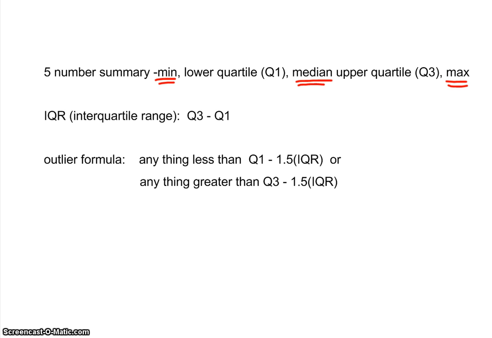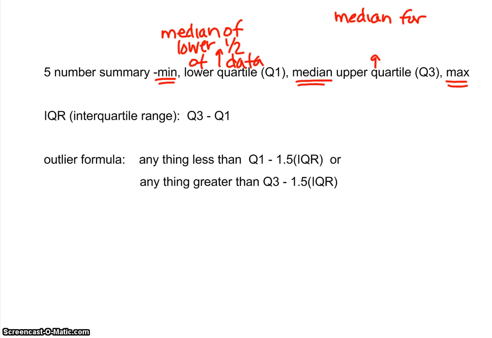Now, we also have what's called the lower quartile, or sometimes you'll see it as Q1, and the upper quartile, Q3. What they are, again, is your median of the lower half of your data for the lower quartile, and your upper quartile is the median for the upper half of your data.